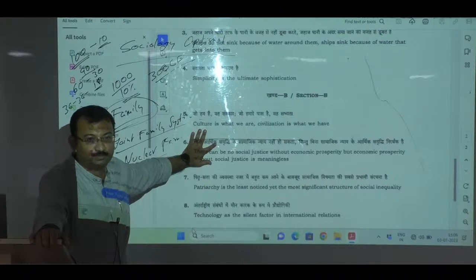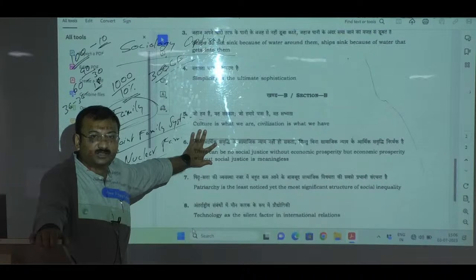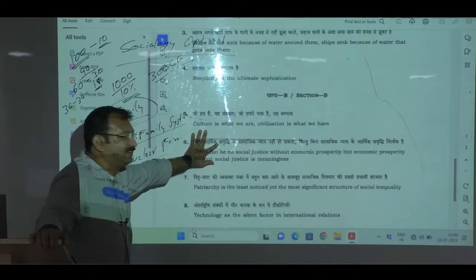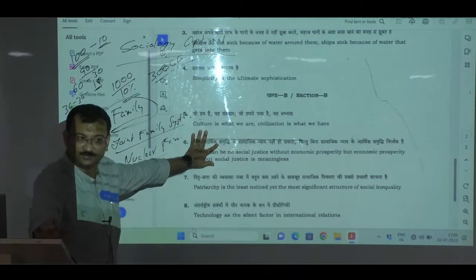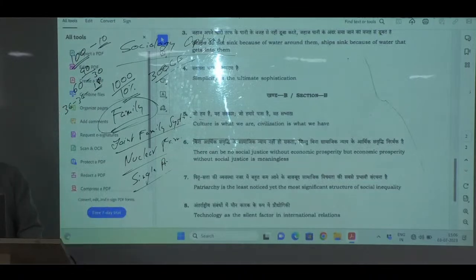Go to paper 2. Look at the thinkers. The first thinker you'll be looking at is G.S. Ghurye, Indology. He's the one talking about this. Culture and civilization in India. So this year, practically, I have three topics from sociology. Let me look at 2019.